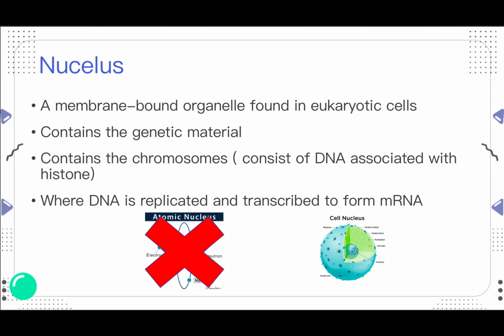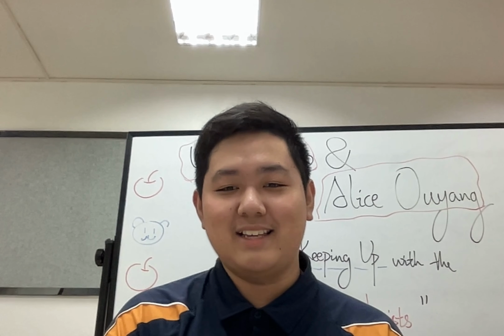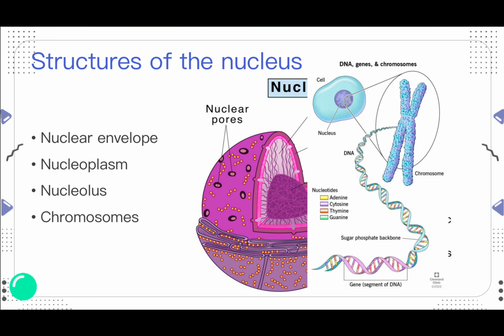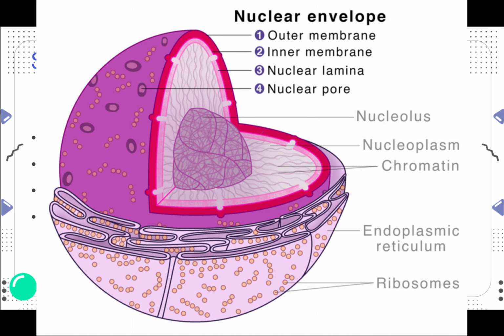Okay, so the nucleus contains the chromosomes consisting of DNA associated with histone proteins. The nucleus is where DNA is replicated and transcribed to form mRNA, which is exported via the nuclear pores to the cytoplasm. And the structures of the nucleus. First, there is the nuclear envelope. The nucleus is surrounded by a double membrane called the nuclear envelope, which separates the contents of the nucleus from the rest of the cell.